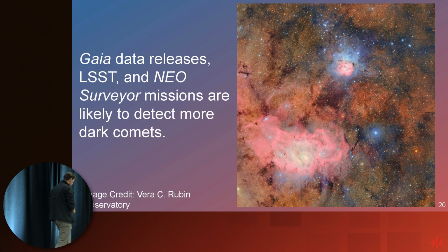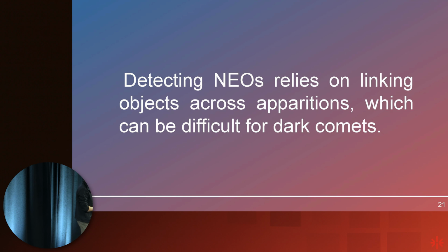But there are also issues with all these surveys, which is that they rely on linking objects across apparitions. The way that you find a non-gravitational acceleration is you look at an object for a week, and then it goes away, and then you find it again 10 years later. And 10 years later, it's in a slightly different position from where you would expect it to be if it just moved with gravity. We have to fit an orbit through that, and if you can't fit an orbit, you have to add non-gravitational accelerations to make those observations match up.